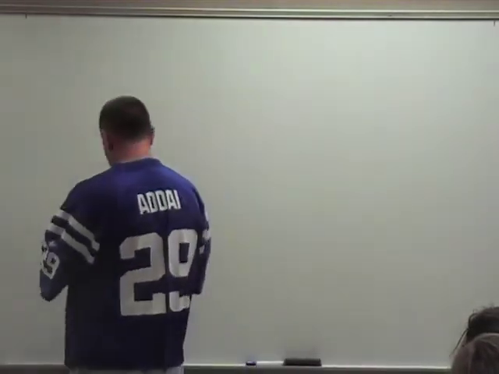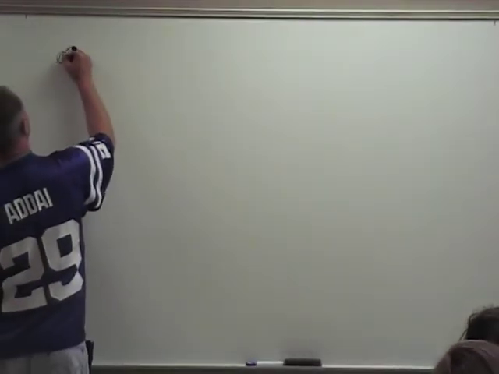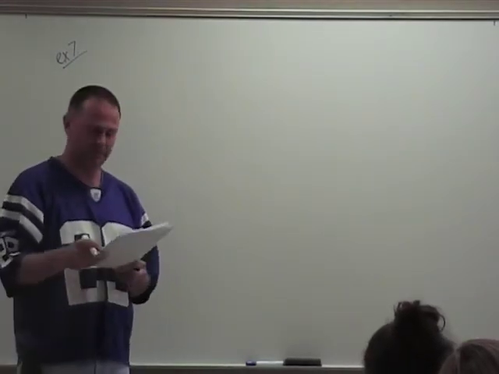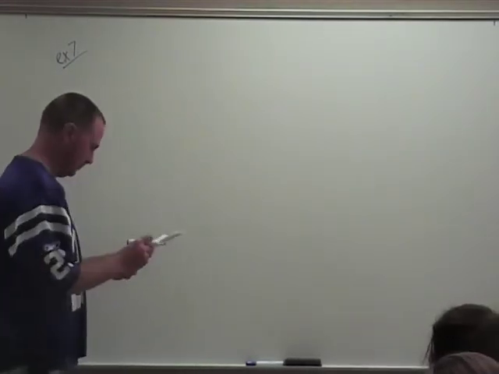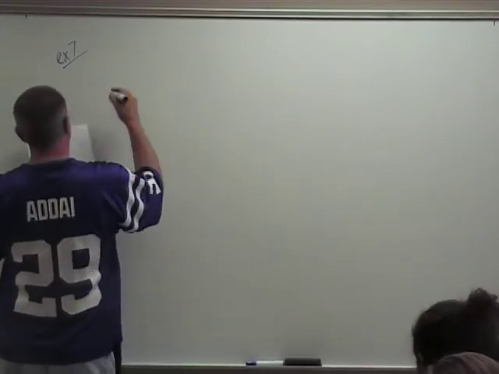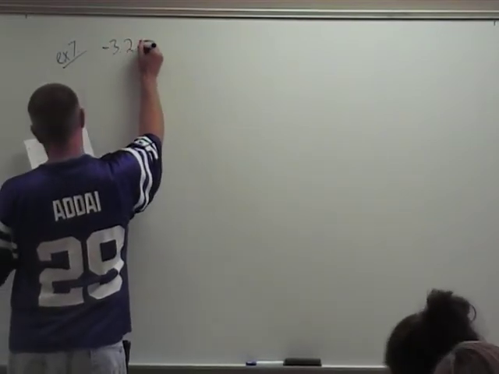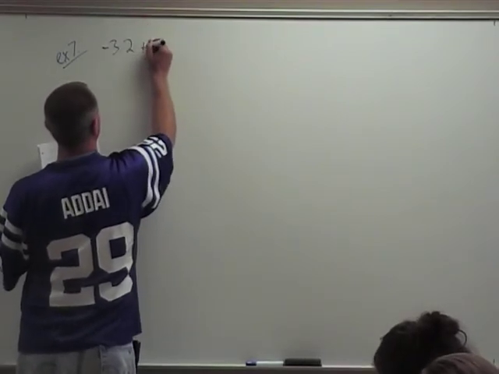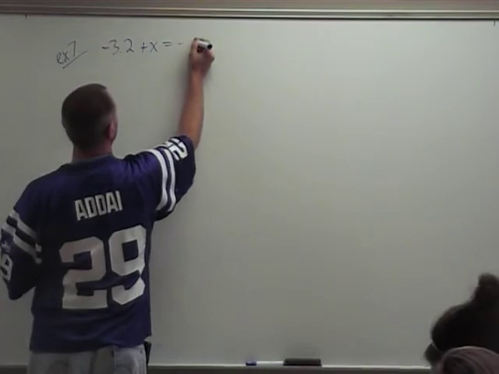All right. Example 7. Aren't you glad you have so many examples to help you with your homework? Negative 3.2 plus x equals negative 7.4.